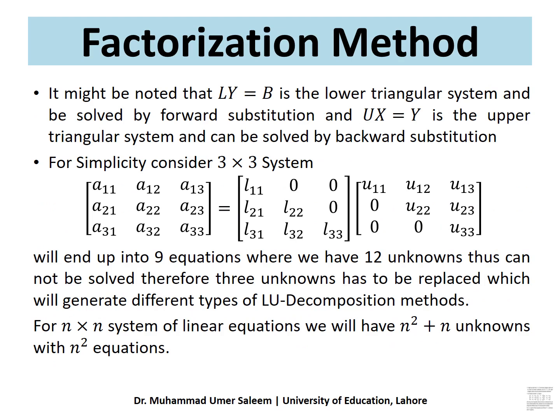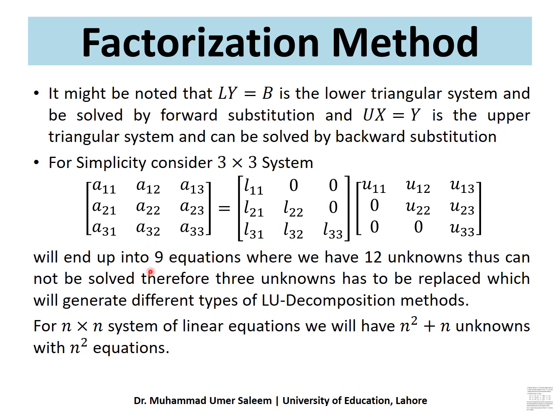So it might be noted that Ly = B is the lower triangular system and can be solved by forward substitution, and Ux = Y is the upper triangular system and can be solved by backward substitution. For simplicity, here I am considering a 3 by 3 system. So this is the coefficient matrix of a 3 by 3 system in general form. So this is the lower triangular matrix and this is the upper triangular matrix.